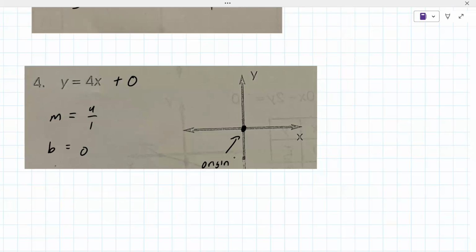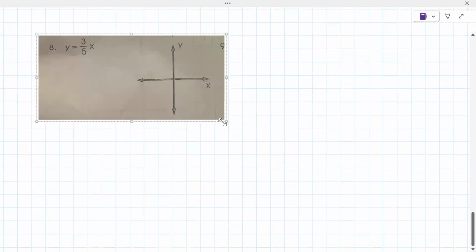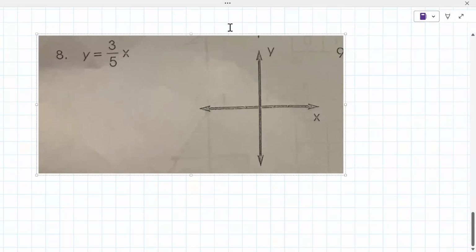All right, so it's up 4 and then right 1, something like that. Does that look right to you? Okay, so try graphing number 8 on your own. Let me know when you've got something down.